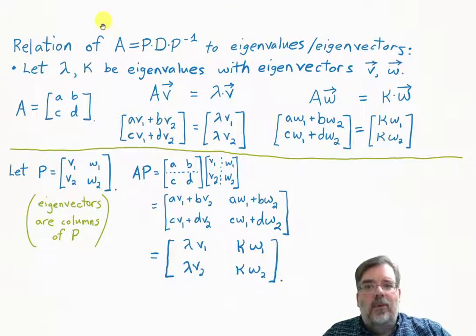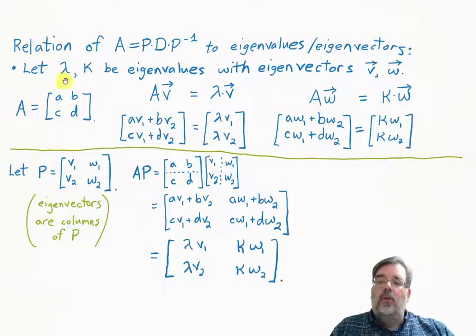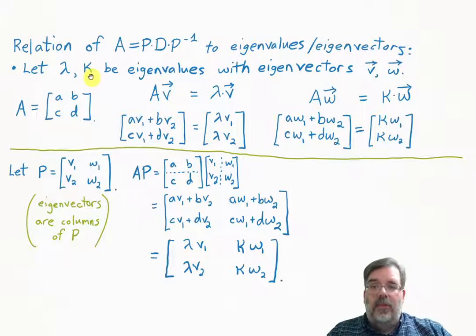Now here is why this factorization, this diagonalization process, is related to eigenvalues and eigenvectors. Let's assume that the eigenvalues of the matrix A are lambda and kappa, and the corresponding eigenvectors are V and W. Your matrix A has entries A, B, C, and D. And A times vector V is equal to lambda times vector V. That's what it means for lambda and V to be an eigenvalue and an eigenvector.